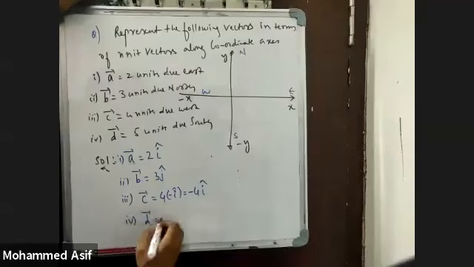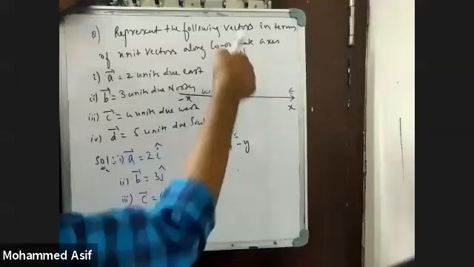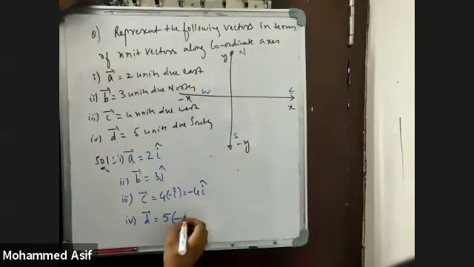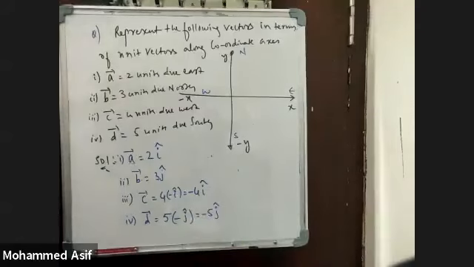Fourth one. D bar is equal to minus 5 unit vector south. South means opposite of north. Minus 5j cap. So the answer is minus 5j cap. So I hope you got an idea how to represent a vector. Clear? Okay, chalo.